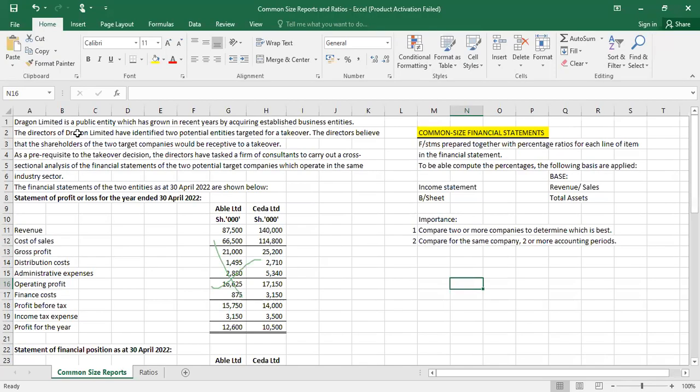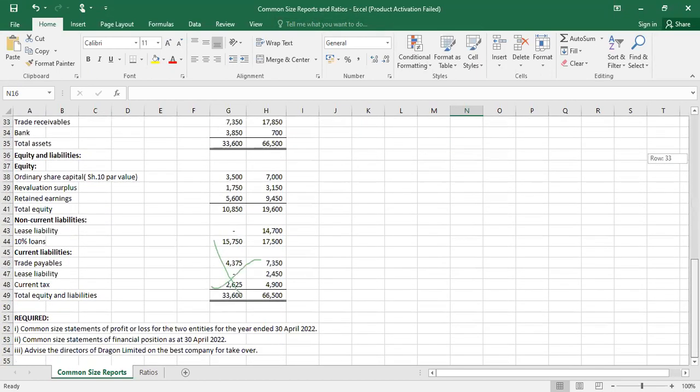Yeah, so look at what the question requires. Number one, we prepare a common size statement of profit or loss for the two entities for the financial year ended 30th April 2022. Number two, a common size statement of financial position. And then number three, advise the directors of Dragon Limited on the best company for takeover.